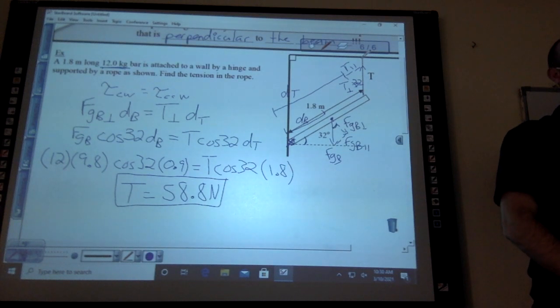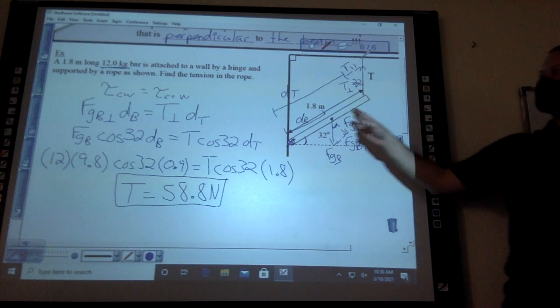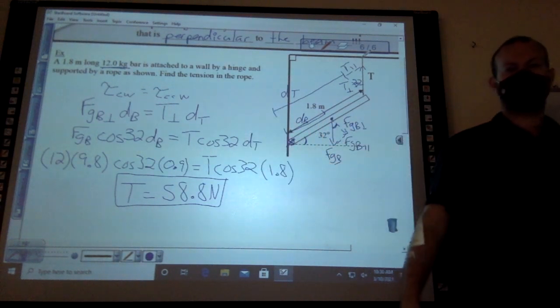Are we going to do this? I'm going to draw the diagram for it, but I'm not going to solve it. Once the diagram's made, this part's the easy part.